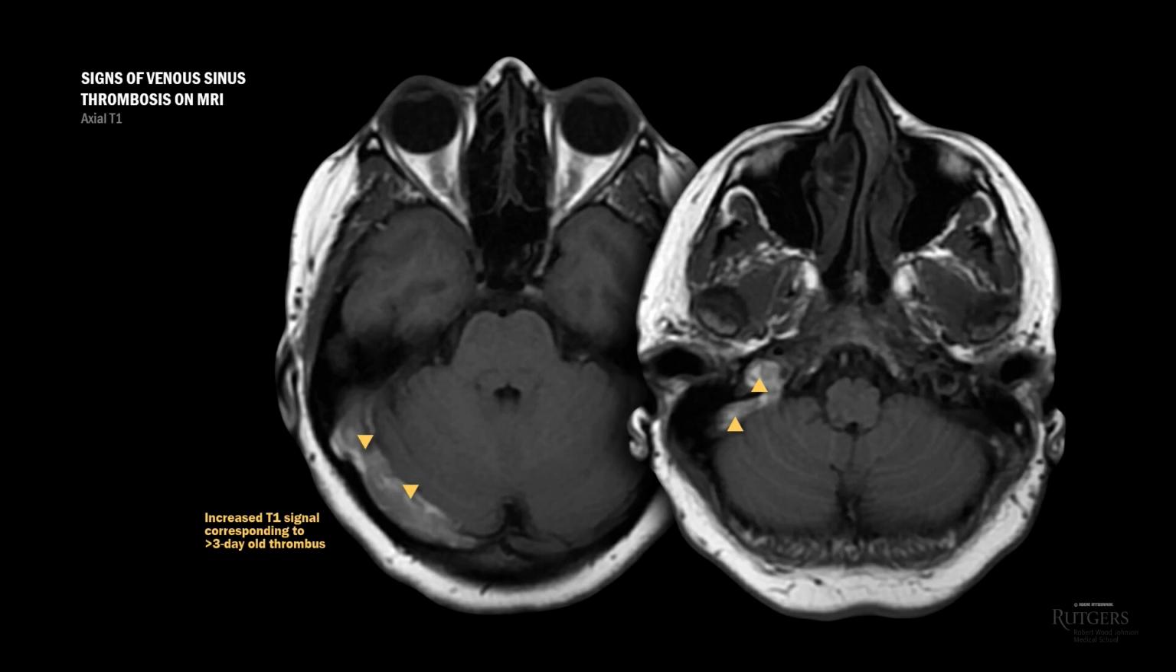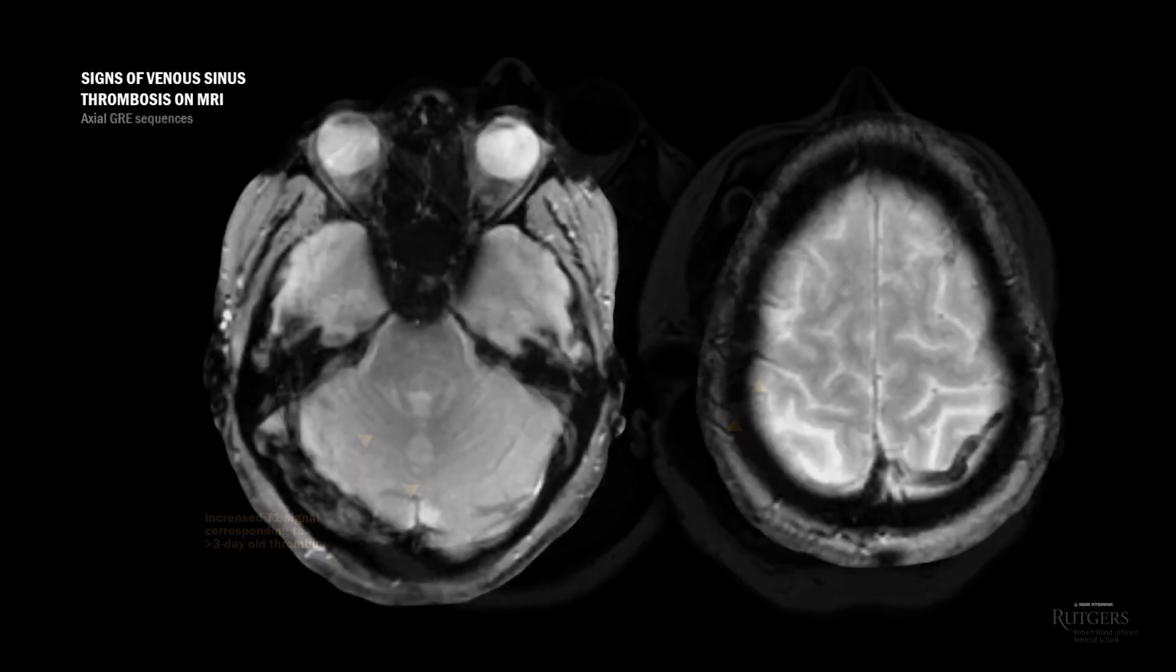As I mentioned before, evolution of a thrombus on T1 and T2 is a dynamic process. As the signal transitions from dark to light or vice versa, especially in the acute or deoxyhemoglobin and early subacute or methemoglobin stages, you can be fooled. So we need another MRI sequence to help us.